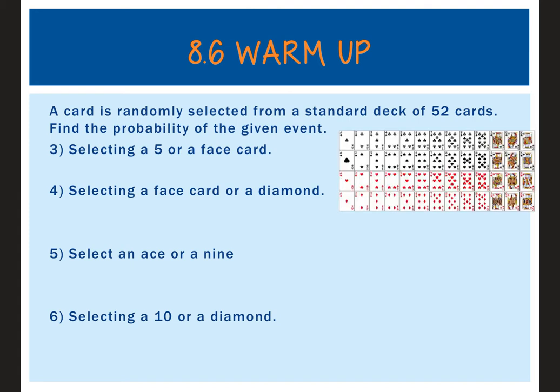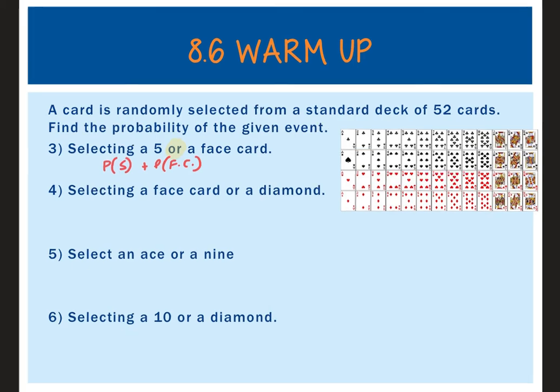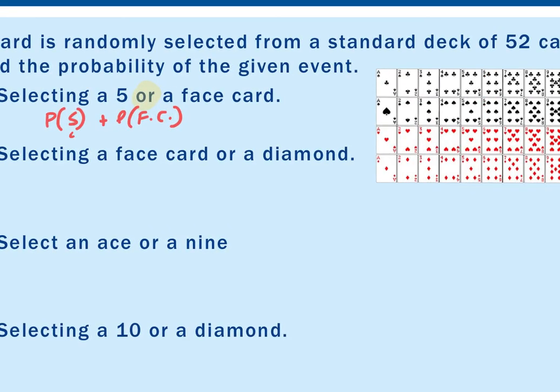All right, number 3 says selecting a 5 or a face card. Again, the word or there means, hey, look and see if it's mutually exclusive or not. So can a card be both a 5 and a face card? No, so these are mutually exclusive. That means we need to find the probability of picking a 5 and add it to the probability of getting a face card. How many 5s are there? 4 out of my total, which is 52. How many face cards are there? 12 out of 52. You can simplify these both, or you can add them and simplify them. It doesn't matter. You'd get 4 out of 13.